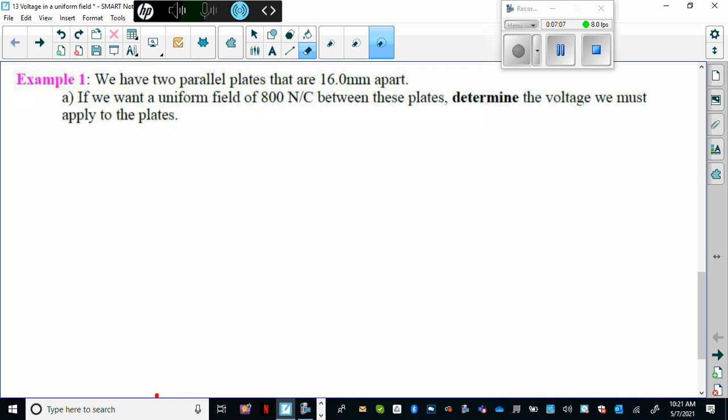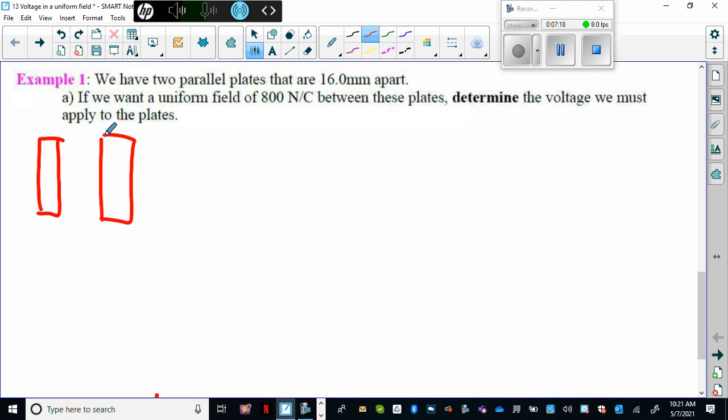Example number 1 says we have 2 parallel plates that are 16 centimeters apart. You don't really need to draw a diagram, but why not? Let's make one positive, one negative, and they are 16 millimeters apart, 16.0. We want a uniform field of 800 newtons per coulomb between these plates. Determine the voltage we must apply to these plates. You really didn't need to do a diagram in this question. It's just quite a simple question.